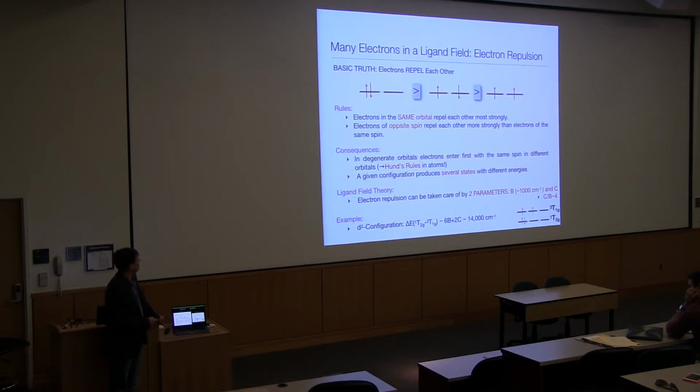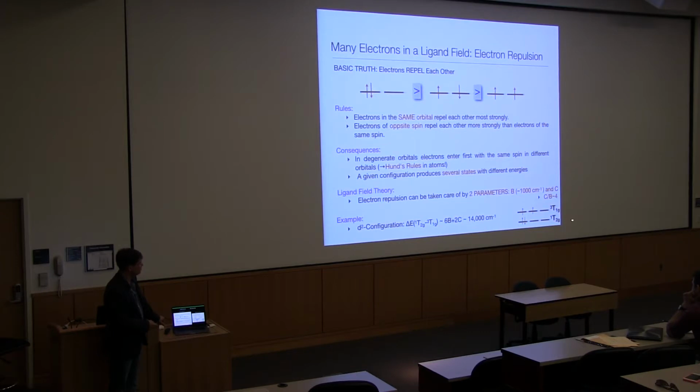Now let's look at an example here. For example, in the d2 configuration, we have a singlet T2g state and a triplet T1g state. The triplet T1g state is two parallel spin electrons in the t2g shell, and the singlet T2g state comes from a paired set of electrons in the t2g shell. And so if you're educated in the math of ligand field theory, you figure out that the splitting between these two states here is 6B plus 2C, so it's the same set of orbitals.